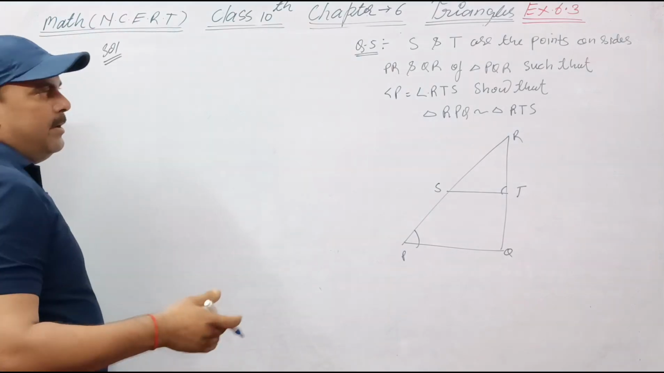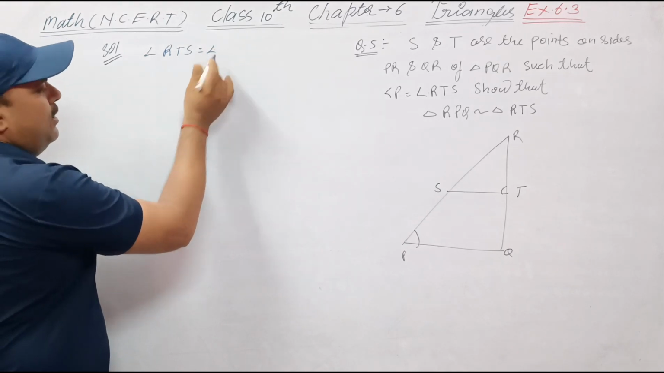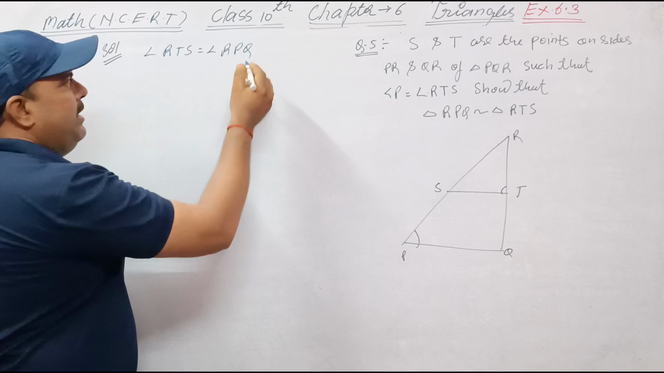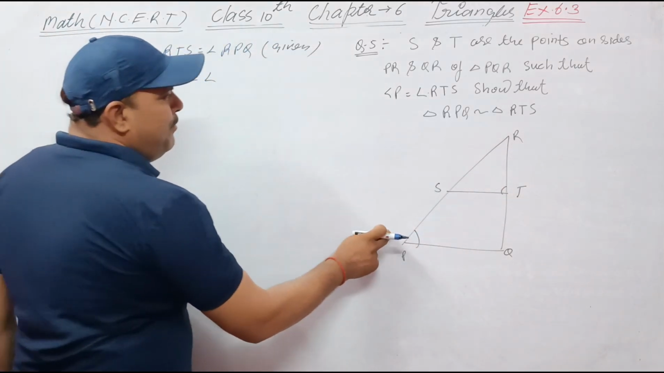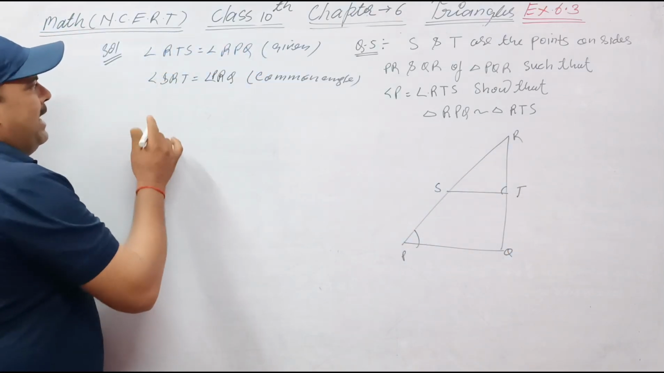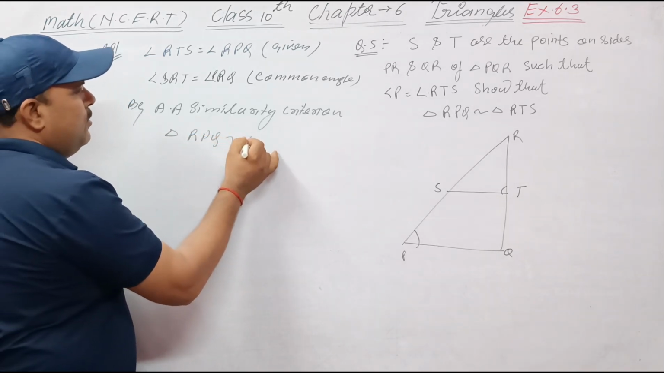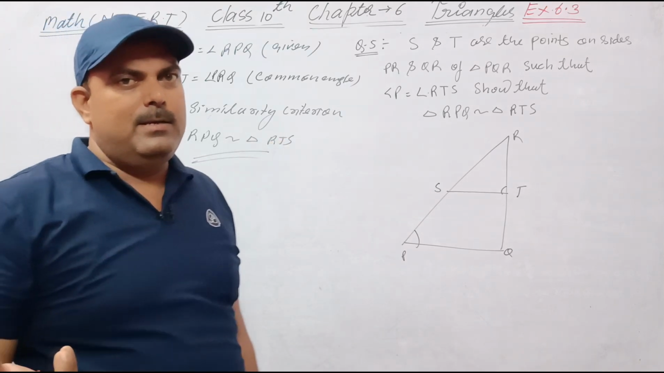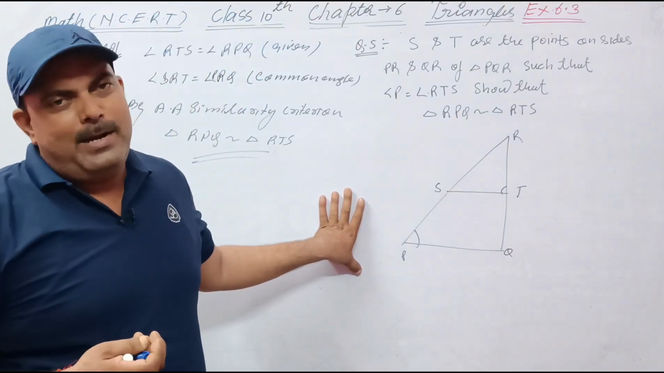Let's understand. We have given that angle RTS is equal to angle RPQ. Given, angle SRT is equal to angle PRQ, common angle. By double A similarity criterion, triangle RPQ is similar to triangle RTS. Very simple. In this class, we have done question 1 to 5. I hope you have understood that.